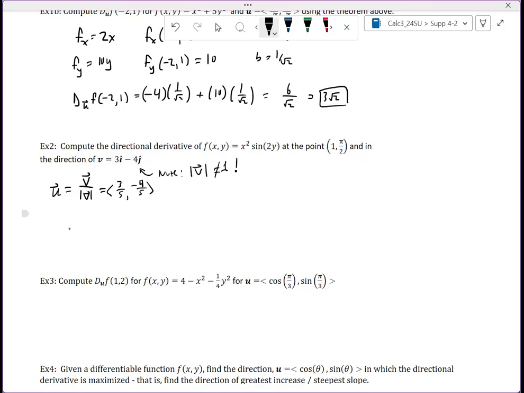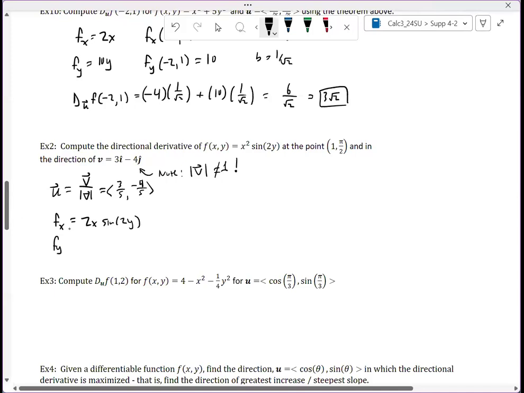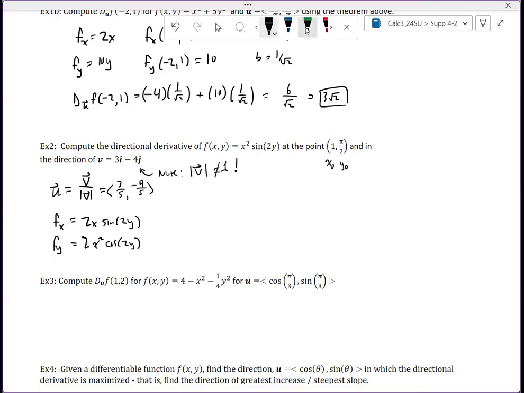I also need the partials of f. Partial f with respect to x is going to be 2x sine of 2y. And the partial with respect to y is going to be 2x squared cos of 2y. Again, I want to be careful. These are x naught, y naught. And these bits down here are a and b. So I don't want to accidentally do something like plug 3/5 and minus 4/5 into the partial derivatives. I want to make sure I keep straight what's what.